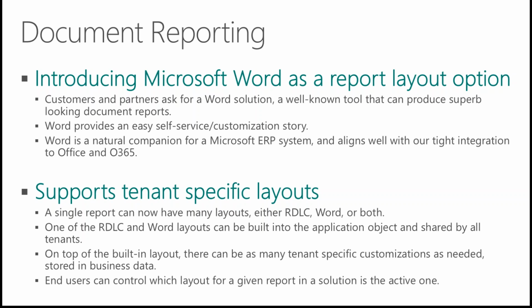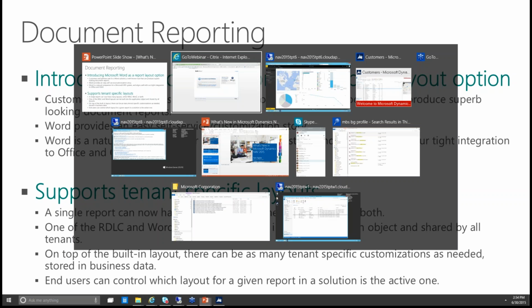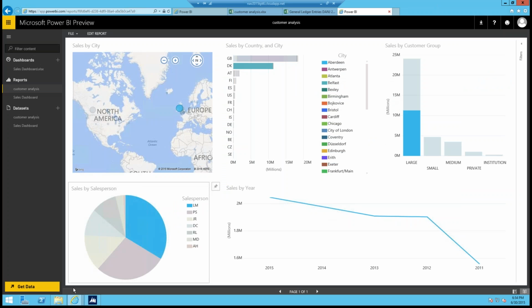So the point I want to make here is that with the Word layout, you have the ability by tenant to specify different format layouts, and also by company, which would be by tenant, the specific layouts. So let's go take a look at this real quickly. Let's jump into the NAV client, and I'm just going to use the simplified UX here.